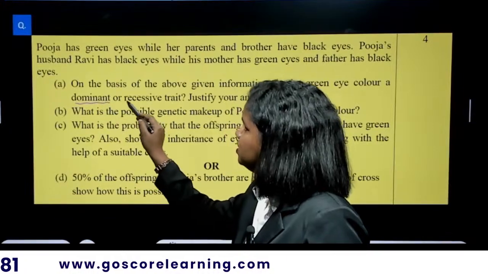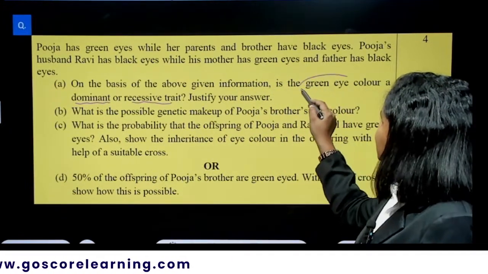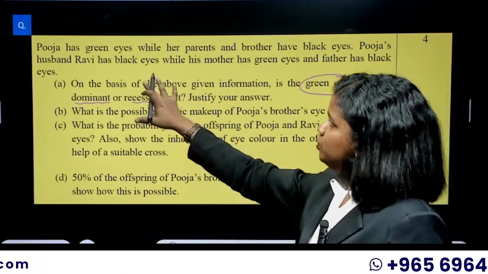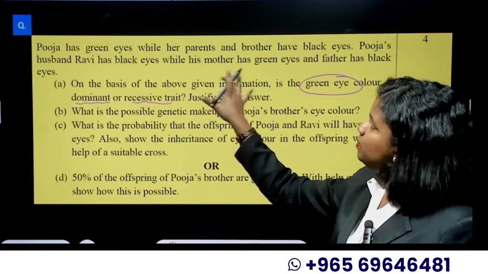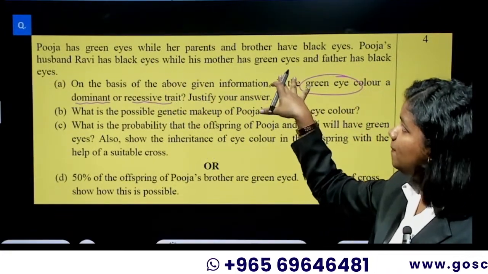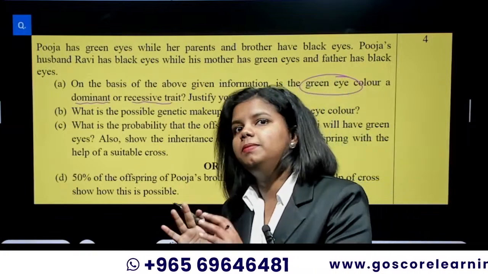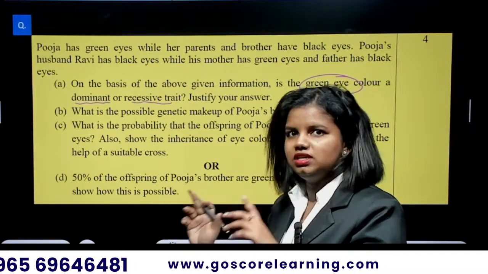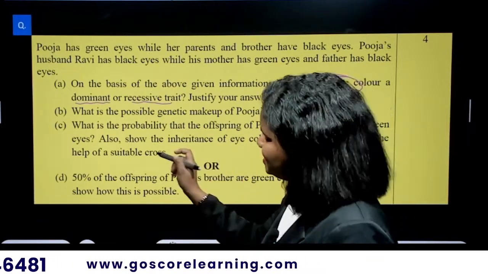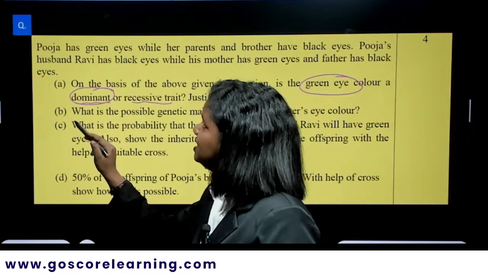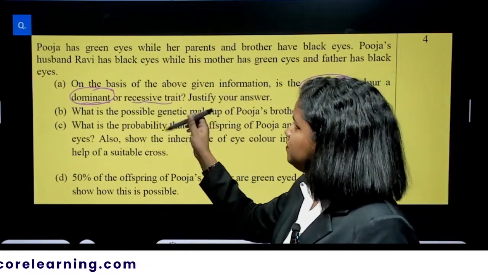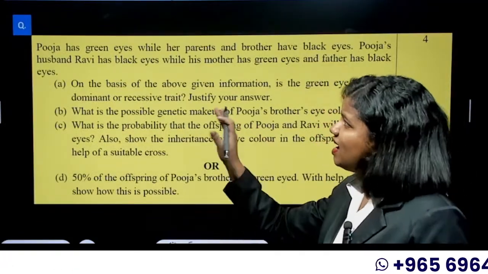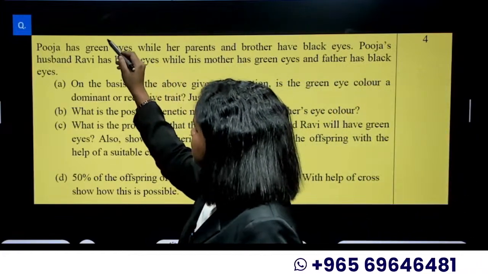We just have to find whether the trait green eye color is a dominant trait or a recessive trait. I think it's quite clear. Pooja has green eyes while almost everyone else other than the mother of Ravi has black eyes. So black is the dominant trait here because it is showing high frequency in the generation, you can say. So we can easily say the dominant trait here is definitely black, and the recessive trait is definitely green eye.